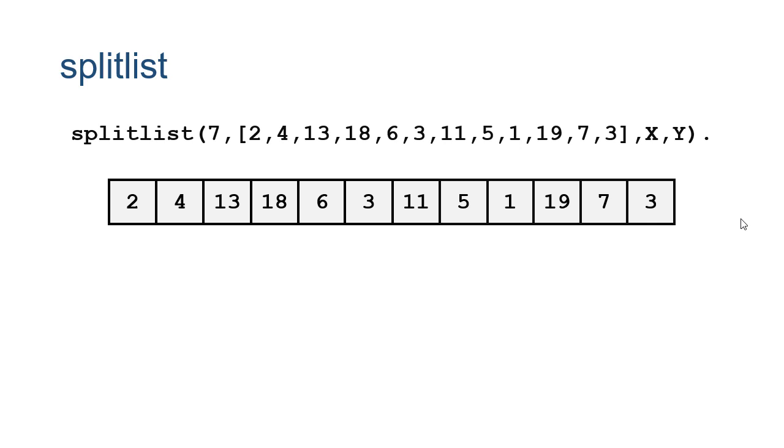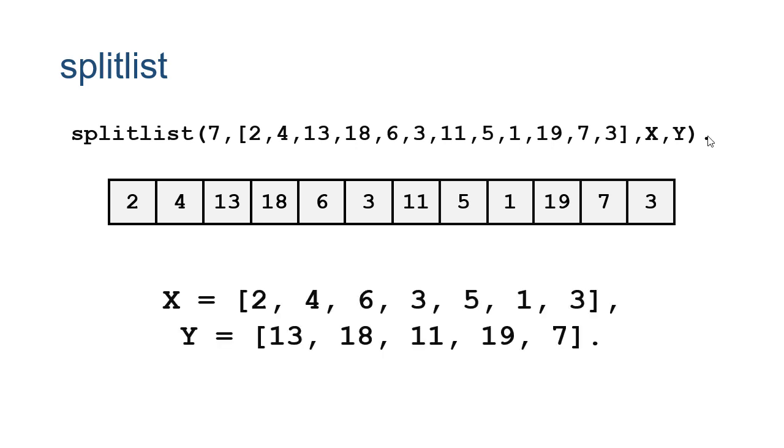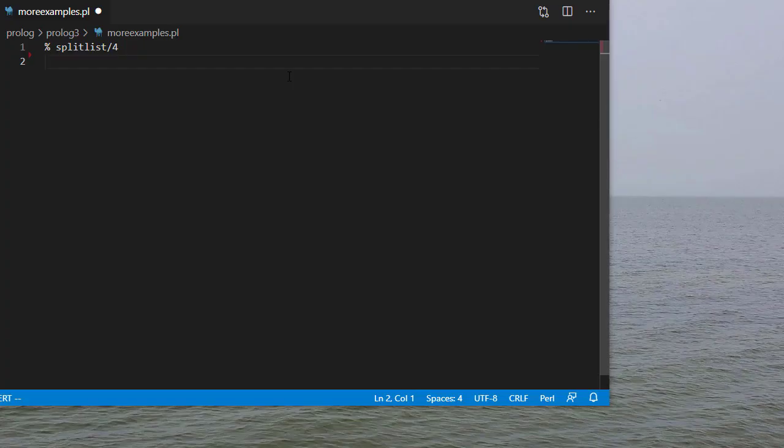So here's a representation of our list. Split list is going to break that into two pieces. The first, the elements less than 7. The second, the elements greater than 7. This particular query would return the list X equal to 2, 4, 6, 3, 5, 1, 3, and Y would be equal to the list 3, 18, 11, 19, and 7.